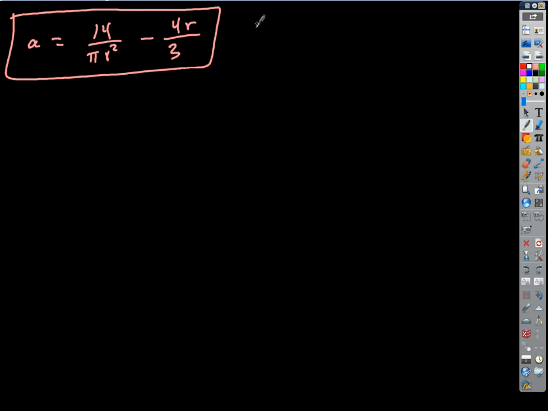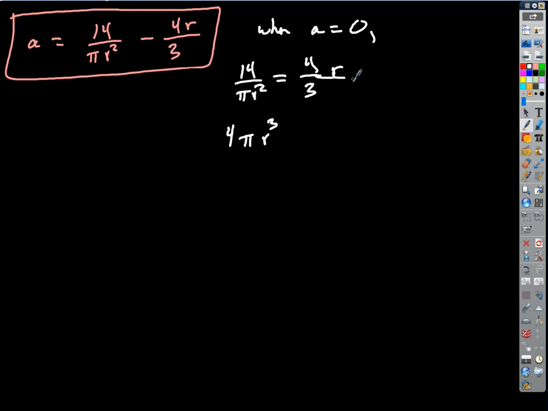So, when A equals zero, we end up with 14 over pi r squared equals 4/3 r, right? Everybody agree? I can solve that. I get a proportion there, a ratio equation, so I'll just cross multiply. And so I get 4 pi r cubed, I'll put that r in the top, in the numerator, equals 42.